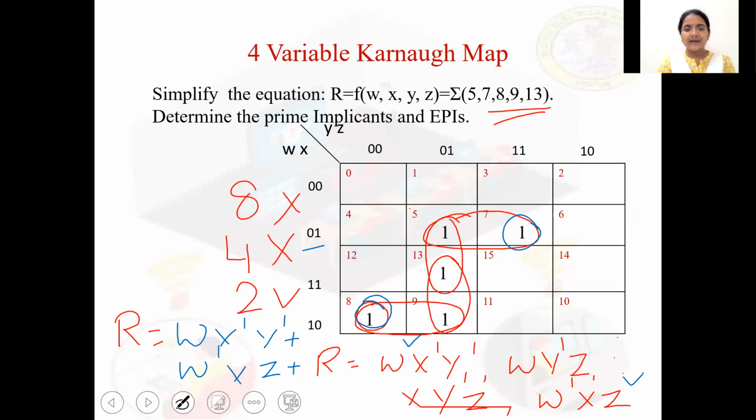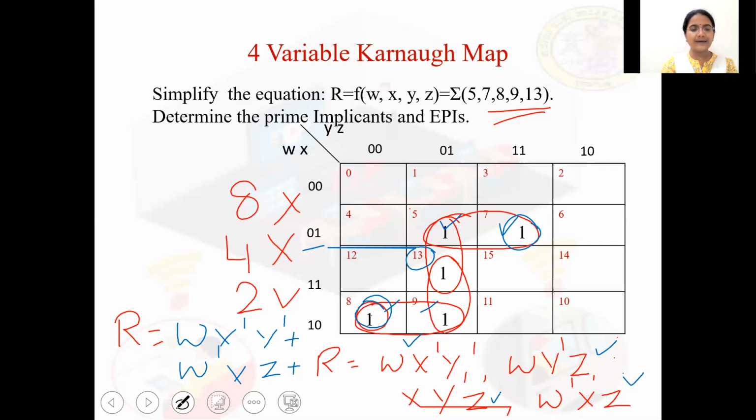Next, we have covered 8, 9, 5 and 7. The term which is left over is 13. So we have to consider either of these two. 13 is grouped with 5 also and 9 also. So we can consider either this or this in the final expression. If you write both W Y bar Z and X Y bar Z, it is a redundant term. So we should remove that redundancy.